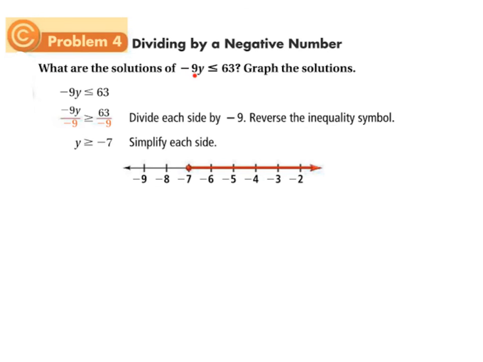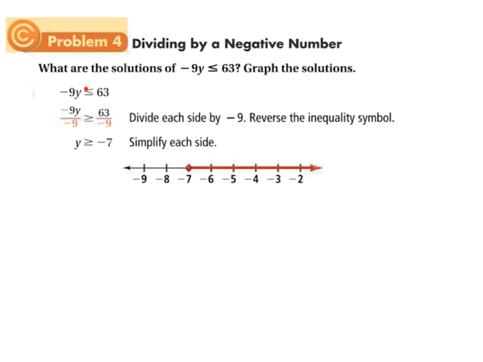So what are the solutions of negative 9y is less than or equal to 63? Graph those solutions. It says solutions because remember in inequalities you get an infinite number of numbers all in the shaded region that are making it true. So how do you do it? You write the original problem down. At the exact step where you divide by the coefficient, which in this case is negative, it switches direction.